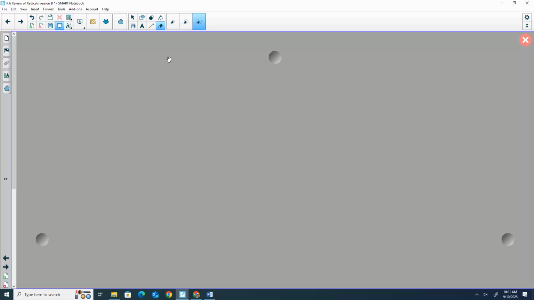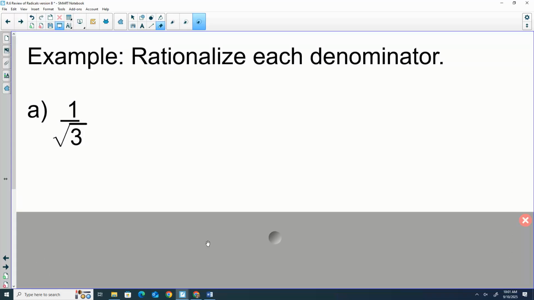So let's say I gave you this problem. 1 divided by the square root of 3. Okay, I'm not asking you to give me a decimal or anything like that. I just want that radical off the bottom. So what we're going to do is just multiply by the square root of 3 on top and bottom.